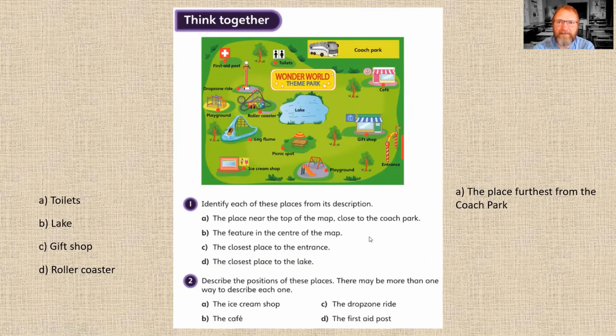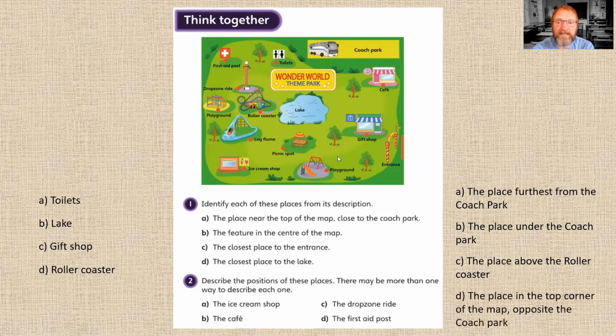The cafe, well, the cafe here is just underneath the coach park. So the place under the coach park. There's no other place really, because remember, this is just the name of the map. C, the drop zone ride. So the drop zone ride is here. So we could describe it as the place above the roller coaster. Here's the roller coaster. If we look above, here's the drop zone ride.